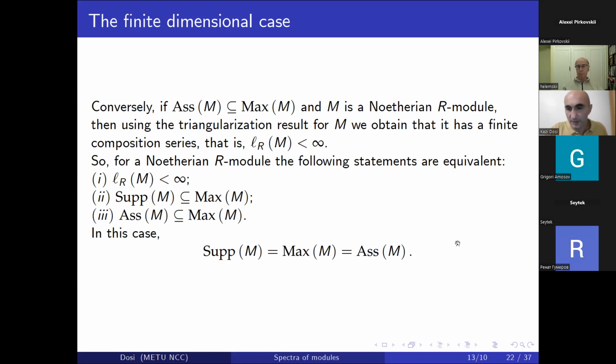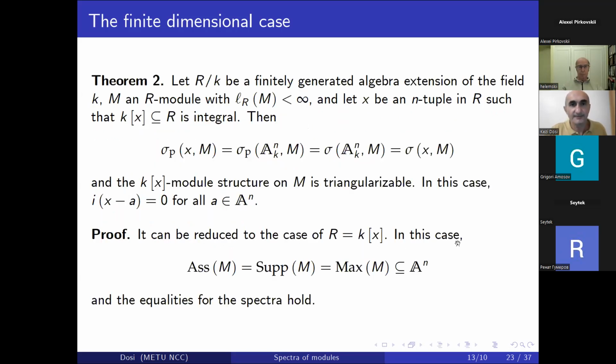Okay, now we just need to convert to operator language. Let's see, what is that? Look, R is a finitely generated algebra extension of the field K. M is an R module whose length is finite. X is an operator tuple, so that this extension is integral. Again, those who don't know what an integral extension is, you can just assume that K[X] equals R. That's enough. Integral extension plays a key role as an analog of the case whenever the spectrum should be preserved. This extension doesn't affect the spectrum.